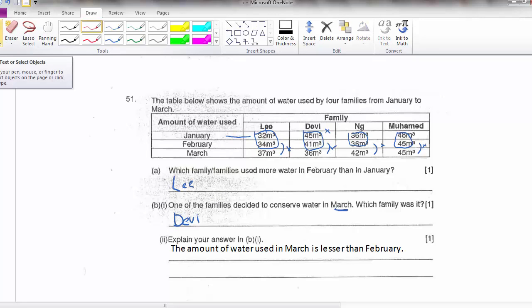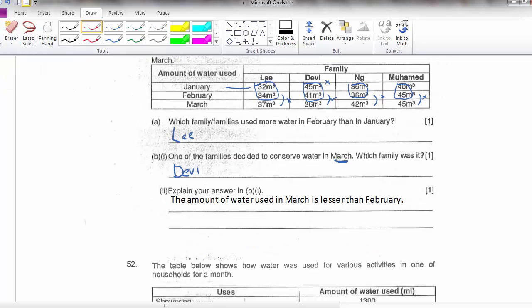So the amount of water used in March is lesser than in February. Okay, so that's your explanation.